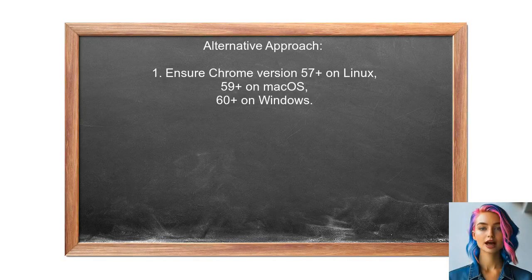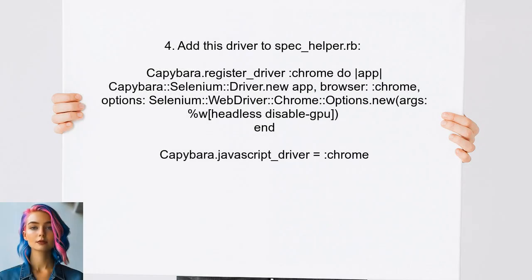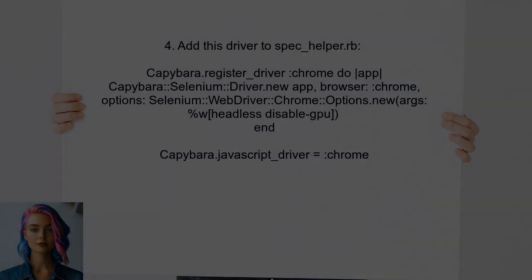An alternative approach shared by another user involves a few key steps to successfully use Selenium WebDriver with Headless Chrome. First, ensure you have the correct version of Chrome installed, version 57 or higher for Linux, 59 or higher for macOS, and 60 or higher for Windows. Next, update the Selenium WebDriver gem to the latest version. It's also important to use ChromeDriver version 2.32 or higher. Finally, add a specific driver configuration to your spec_helper.rb or rails_helper.rb file. This configuration registers the ChromeDriver with headless and disabled GPU options.